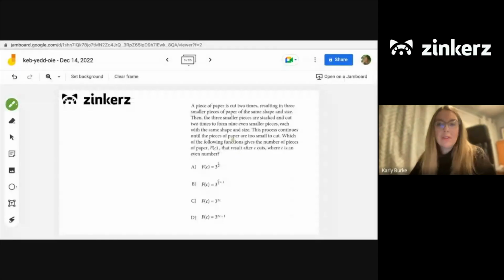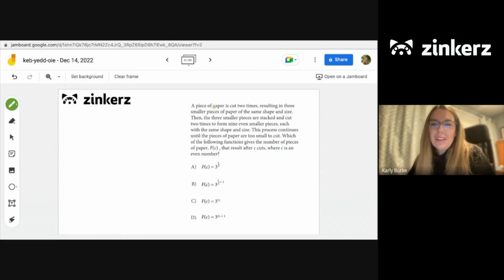Every once in a while, there's a problem on the SAT where it's really hard to figure out what the equation should look like. So, the best way to deal with something like this is to think about what values you know and then use answers.